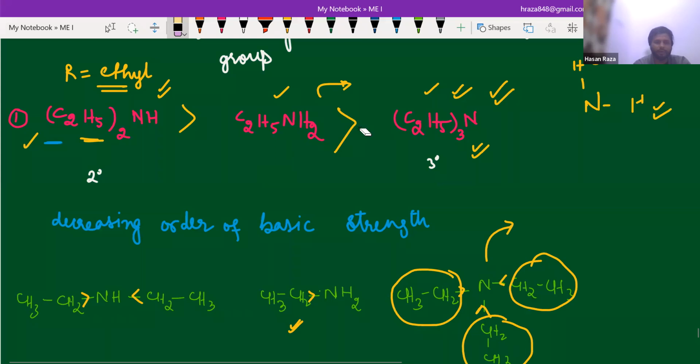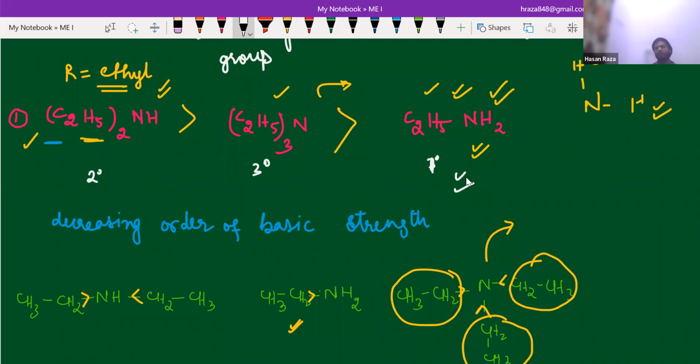Just replace this part, C2H5 whole thrice. This is your C2H5. Just erase this (C2H5)3 and at last it is C2H5NH2. Please correct this. First it is 2 degree, then 3 degree, then comes your 1 degree. 2 degree, 3 degree, 1 degree.